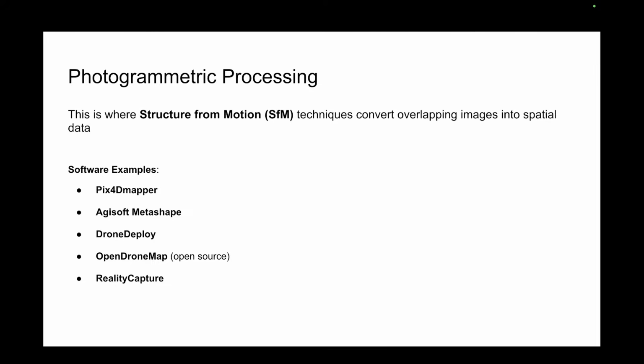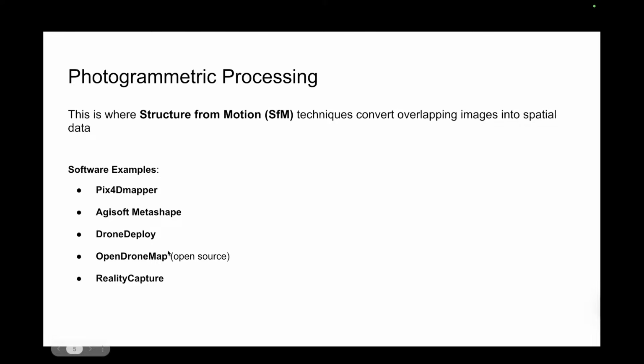For that we use this type of software. Pix4D Mapper is one kind of software. It's commercial software. Then Agisoft Metashape, DroneDeploy, and also OpenDroneMap and RealityCapture. In this case, only OpenDroneMap is open source. But Pix4D Mapper, Agisoft Metashape, DroneDeploy, and RealityCapture, these four software are commercial. Only OpenDroneMap is open source software.